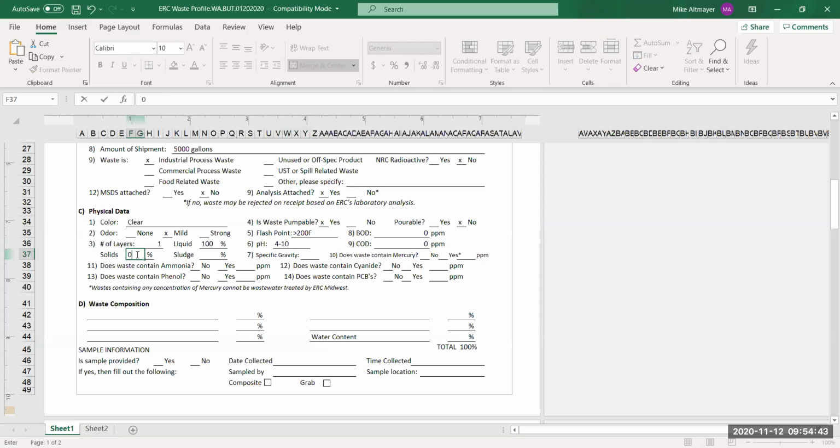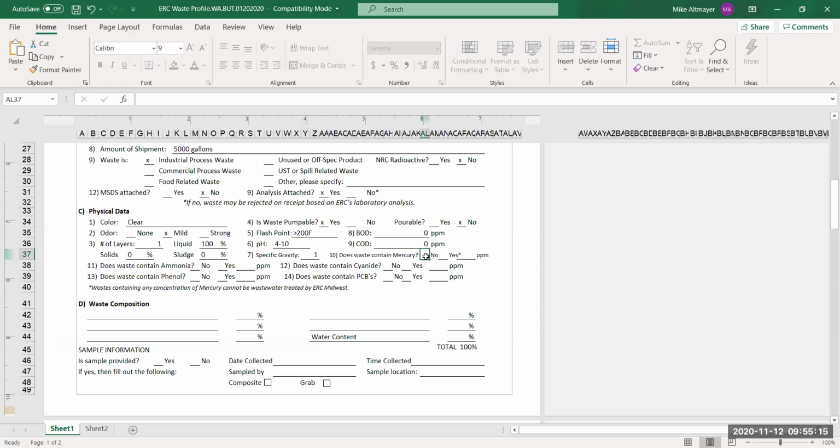And continue to fill out the physical data. If you have 100% liquid, then you have 0% solids and 0% sludge. If this is not reflective of your waste stream, then you'll have to manipulate those numbers so that it is. And if there is a layer of sludge, then so be it. It would just maybe change the type of treatment that we're going to be able to do on it. Specific gravity, this is the density of the liquid. So if it's water or mostly water, the specific gravity is always going to be around 1.